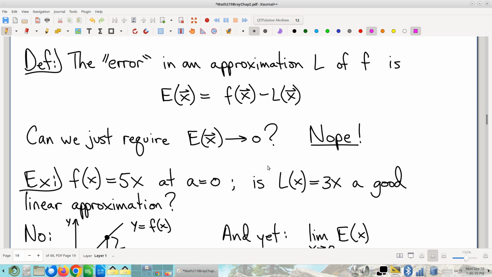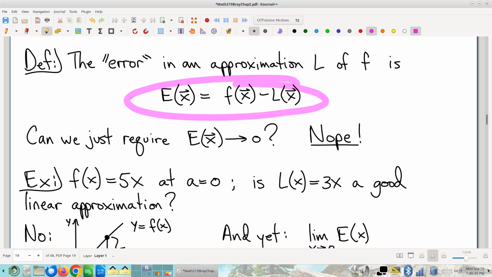So a seemingly reasonable first attempt is to say, okay, well, let's look at the error in the approximation. Correct value minus estimated value, that's error, right? Maybe it's good enough just to say that the error needs to approach 0. And this is very tempting.